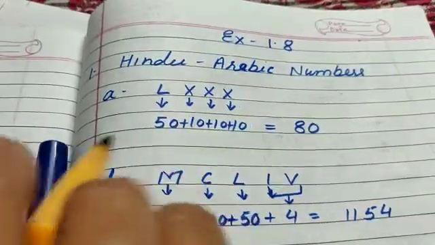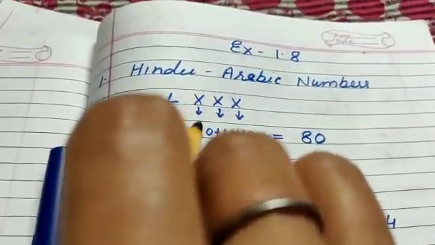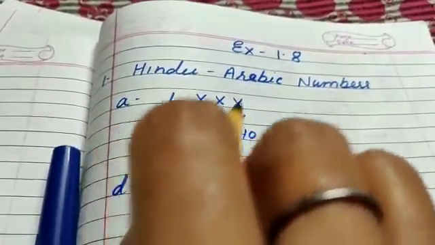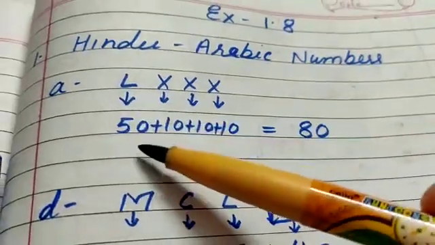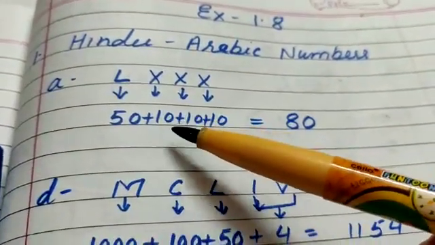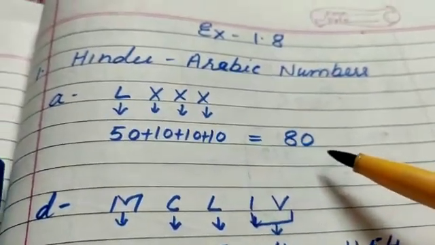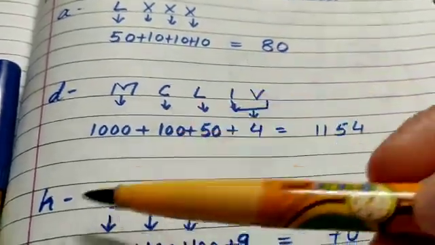So how will you write this? L stands for 50, X for 10, then X for 10, then X for 10. So 50 plus 10 plus 10 plus 10. 50, 60, 70, 80. So it is 80. Clear? Now the second example.